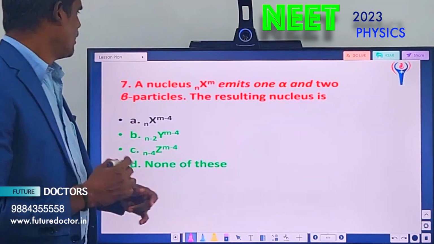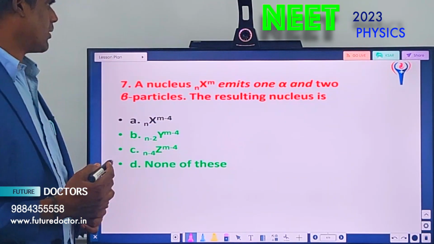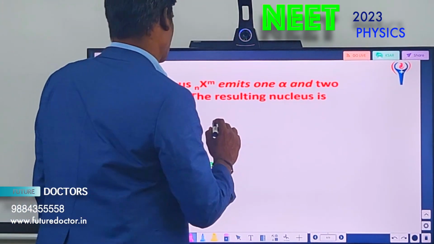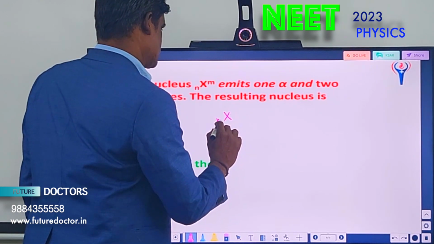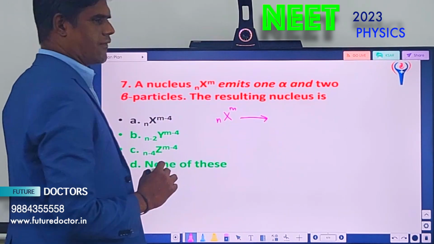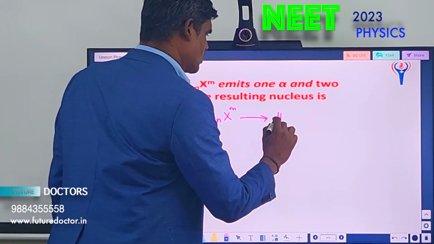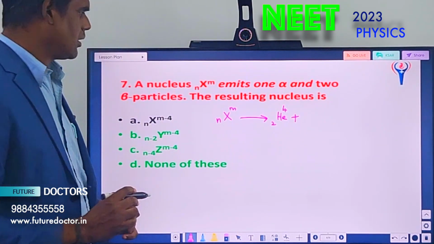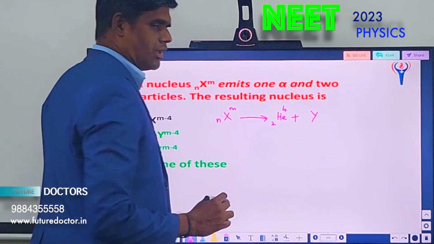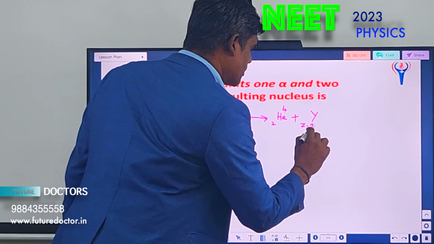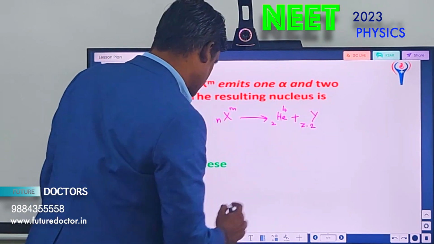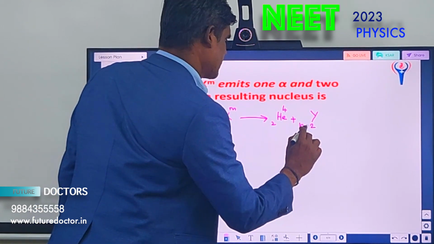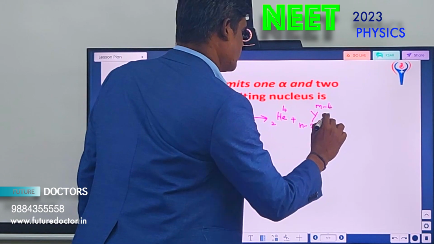Let's move to the last question. A nucleus X with atomic number n and mass number m emits one alpha particle and two beta particles. The resulting nucleus will be what? The nucleus emits one alpha particle. What is the alpha particle? Alpha particle is nothing but helium nucleus, He 2,4. So during alpha emission, the atomic number n is decreased by 2 and the mass number is decreased by 4.